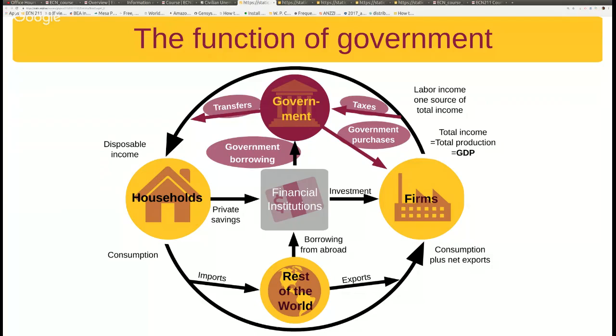Now, once you realize this, then you also realize kind of what the government can do in terms of policy options. Every policy option the government has involves either something with taxes, something with transfers or benefits, something with government borrowing, and something with basically spending on government purchases.